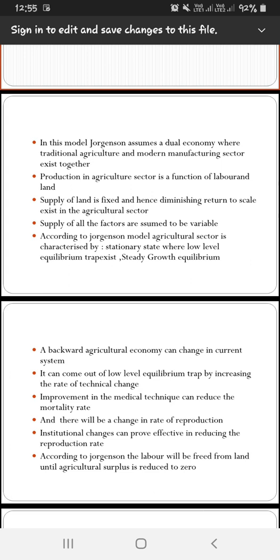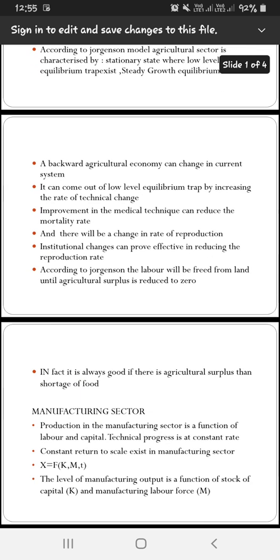Next we can look into what is meant by the manufacturing sector. The production in the manufacturing sector is a function of labor and capital. Technical progress is at a constant rate. Hence, constant returns to scale exist in the manufacturing sector. The production function in the manufacturing sector is X is equal to F(K, M, t). The level of manufacturing output is a function of the stock of capital and the manufacturing labor force.